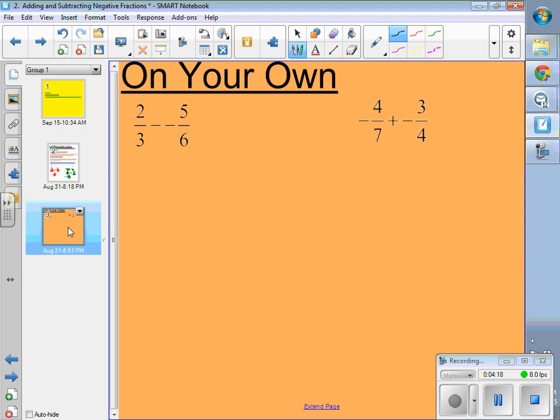All right, the first one we have 2/3 minus negative 5/6. Stay, change, change. 2/3 stays, change subtraction to addition, and add the opposite of negative 5/6 becomes positive 5/6. All right, so now 2/3 plus 5/6, I need a common denominator. 3 and 6 have a common denominator of 6. So 5/6, that's easy. What I do to 3 to get to 6, I multiply by 2. So 2 times 2 is 4.